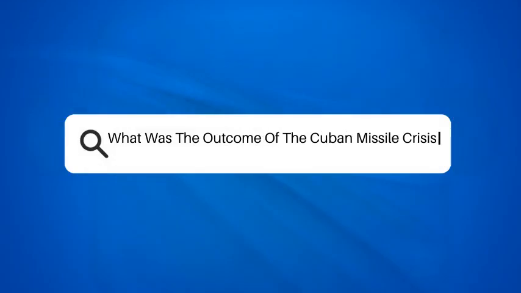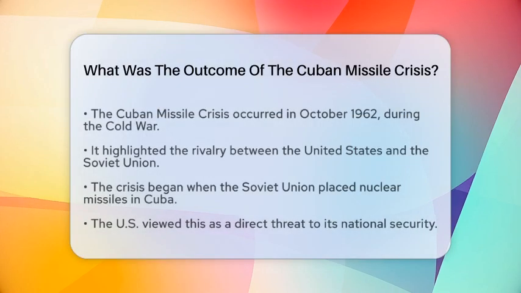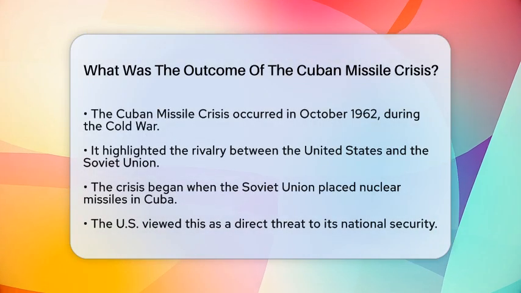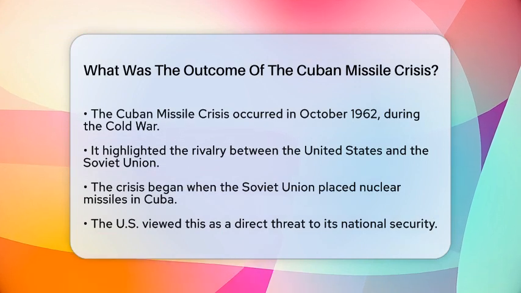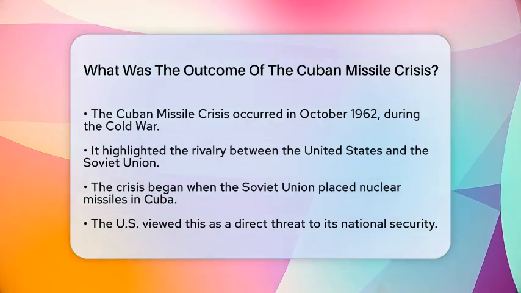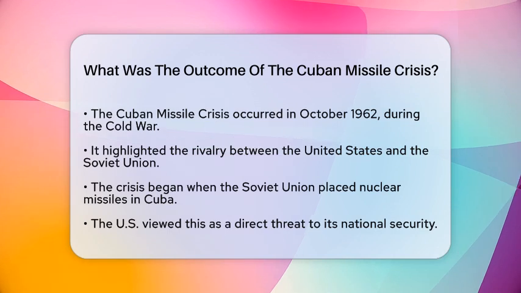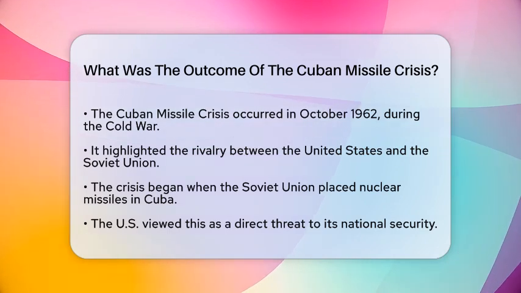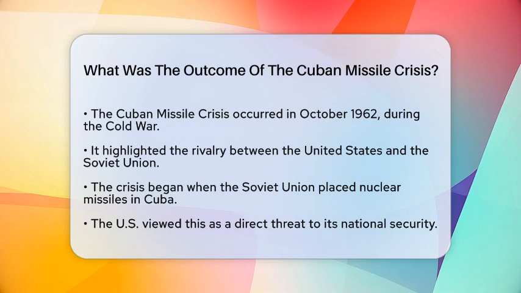What was the outcome of the Cuban Missile Crisis? Have you ever wondered how close the world came to nuclear war during the Cuban Missile Crisis? This event in October 1962 was a major moment in the Cold War. It showcased the intense rivalry between the United States and the Soviet Union, especially regarding their differing ideologies.